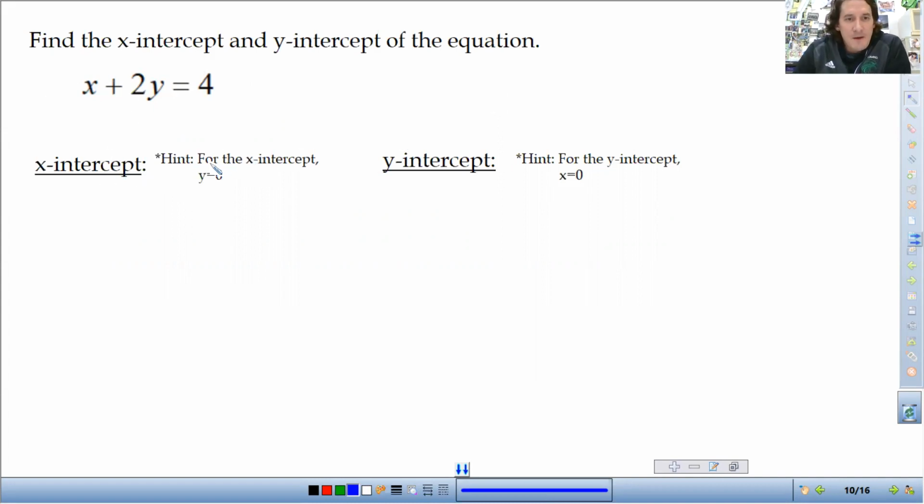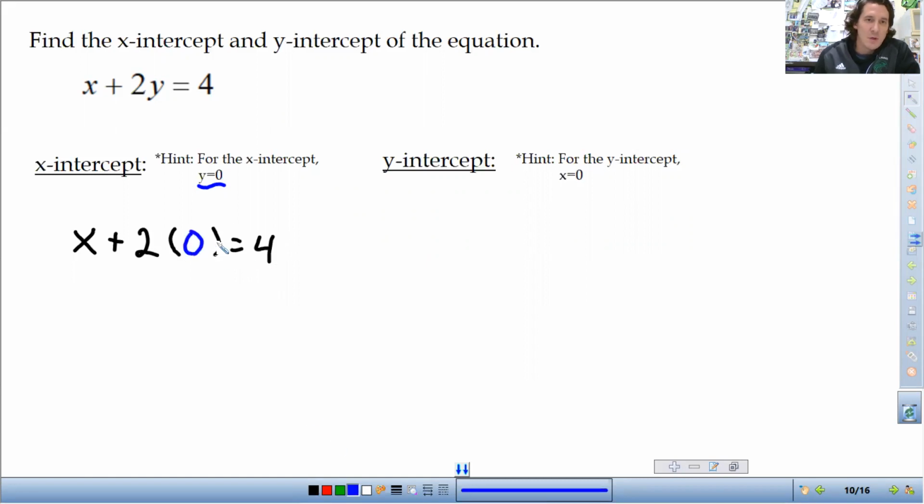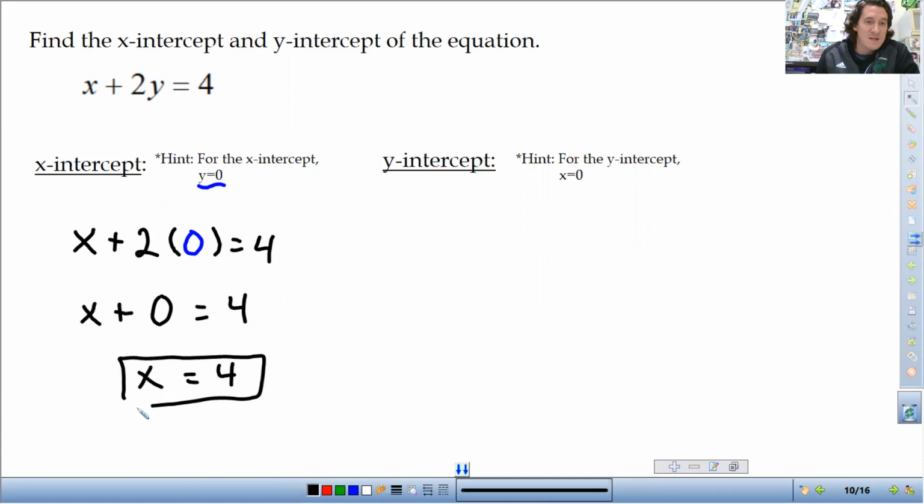Find the x-intercept. For the x-intercept, it's when y is equal to 0. So I'm going to take this equation, x plus 2y, and I'm actually going to change the y to a 0. All right, so same equation, just change the y to a 0, then I'm going to solve for x. All right, it's real simple. 2 times 0 is 0, and x plus 0 is just x, so x is equal to 4. So that's fine. That's an okay way to write the x-intercept. As an ordered pair, that'd be the point 0, 4 if we were going to graph that.